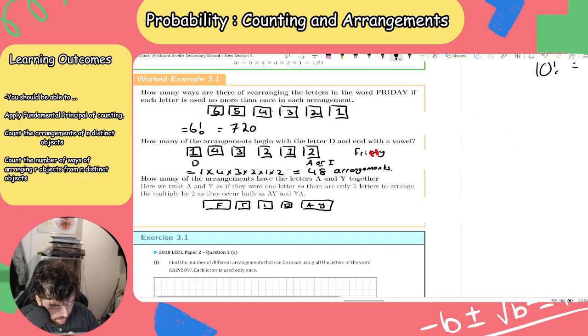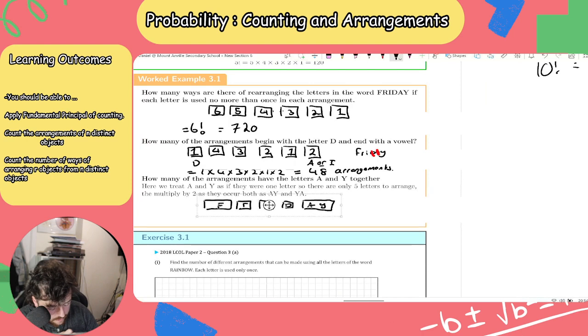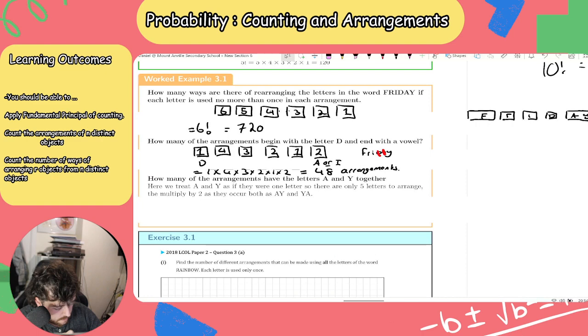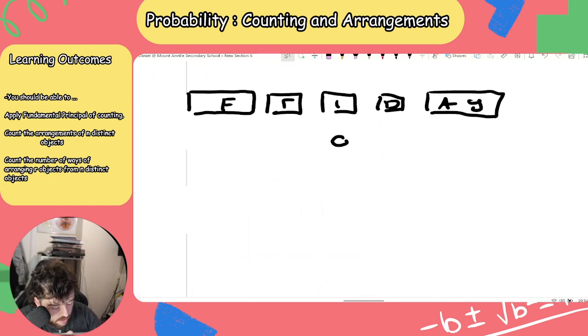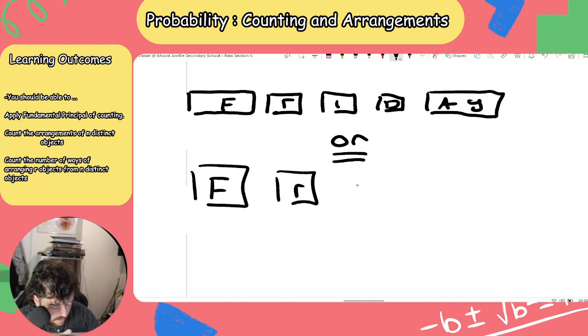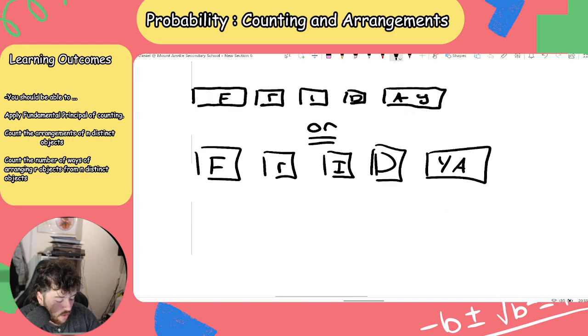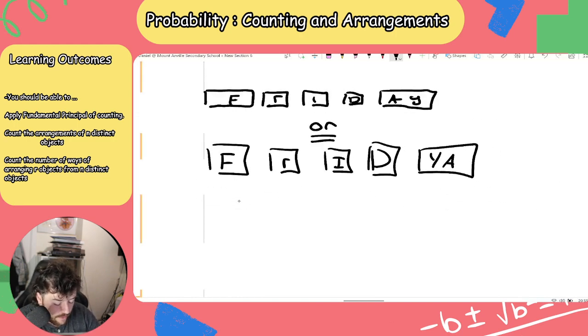But you have to remember, it didn't specify what order we need things in. So it could be AY or it could be YA. So what I need to do is first find my number of arrangements here. I'm going to have 5 options for my first block.